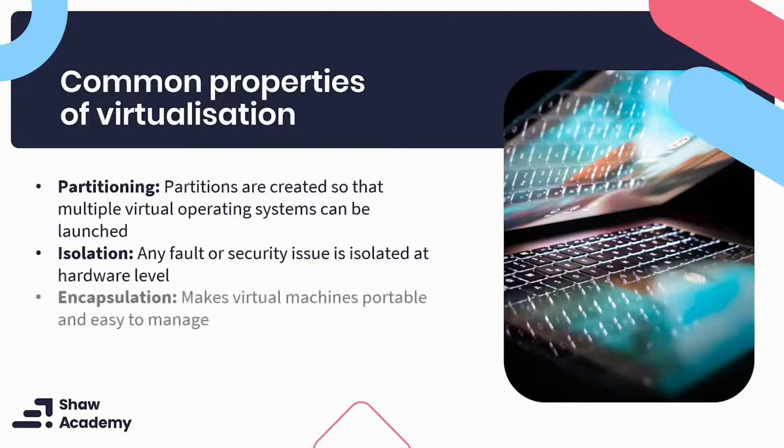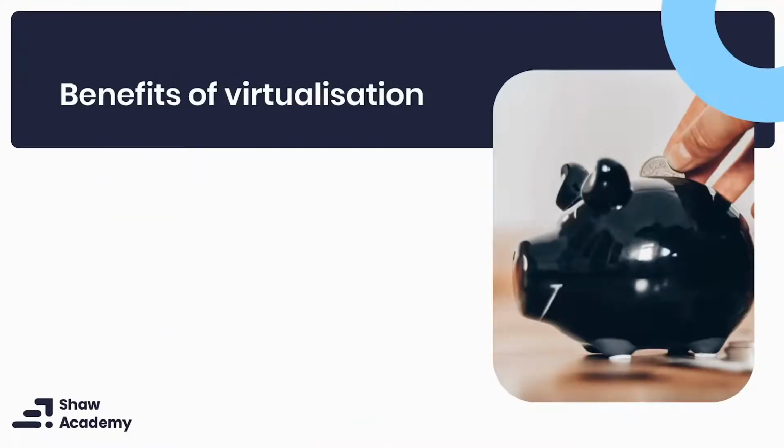Then we have encapsulation. A virtual machine is basically a software container that holds bundles of applications. For example, a collection of virtual hardware resources, as well as an operating system and all its applications. By saving the entire state of the virtual computer to the allocated hardware file, encapsulation makes virtual machines incredibly portable and easy to manage.